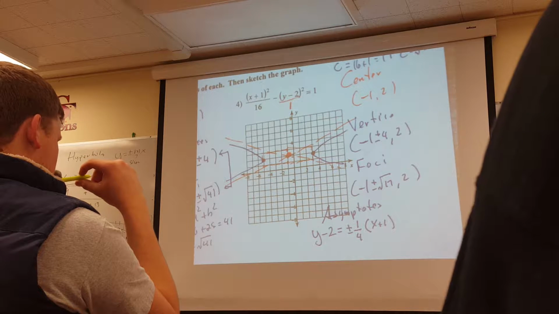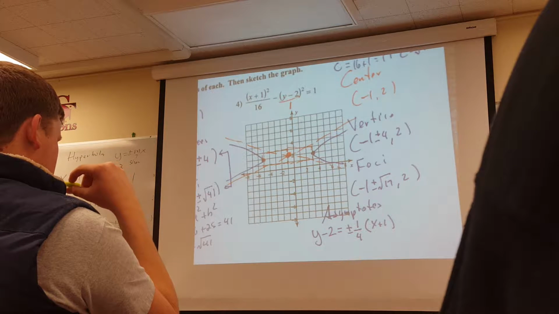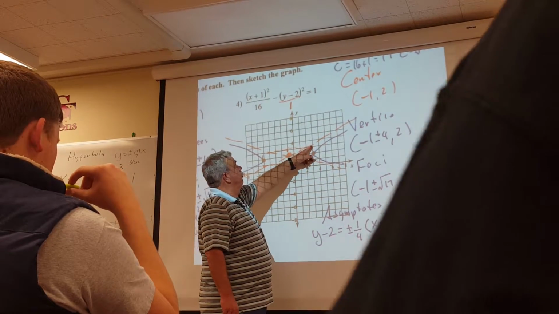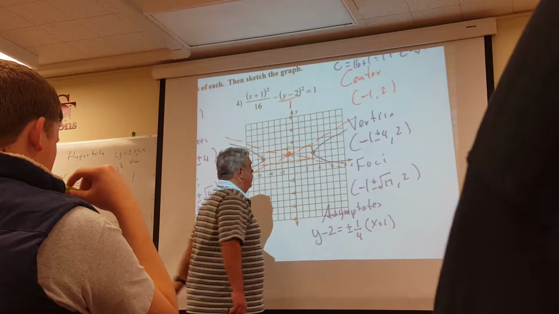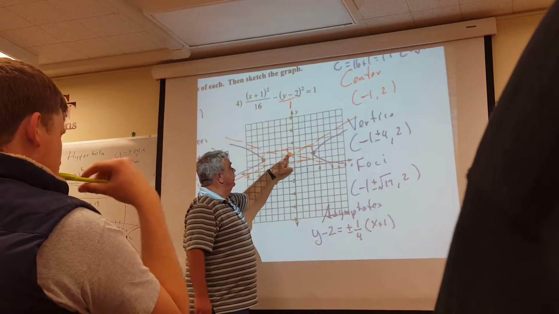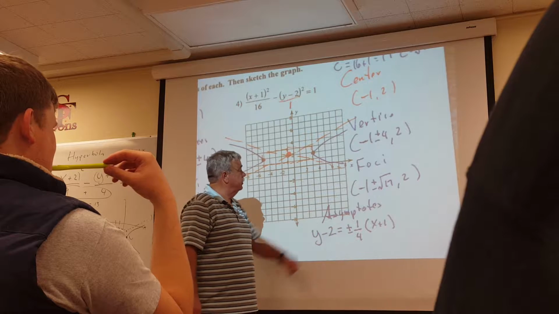So when you go up 1 and over 4, you come to the corner of the box that you created? Right, and same with the bottom. Right, we went up 1, 1, 2, 3, 4. Yep, that's exactly right, and then the other one is down 1. This one is down 1, so that's why it's the minus.